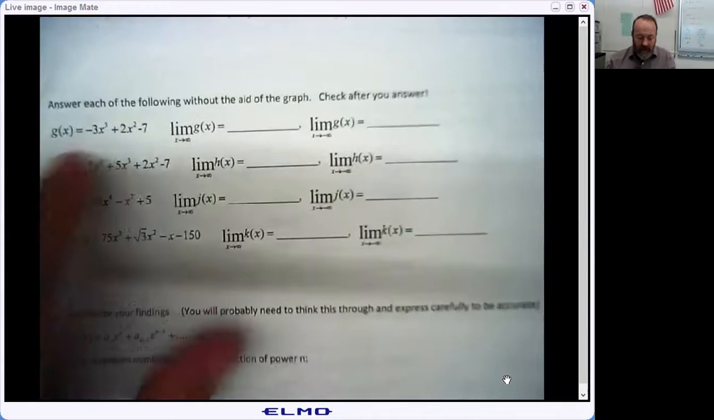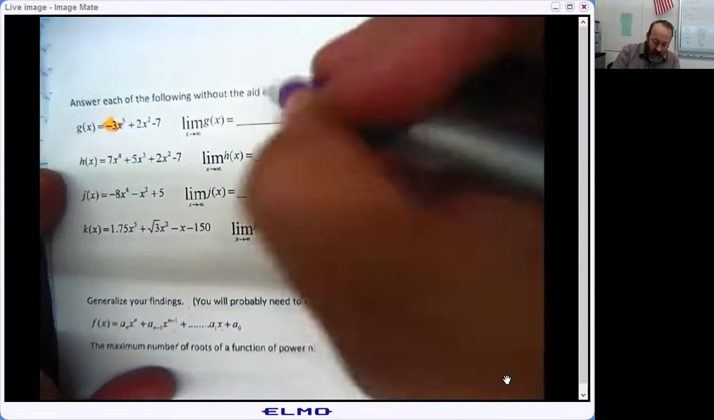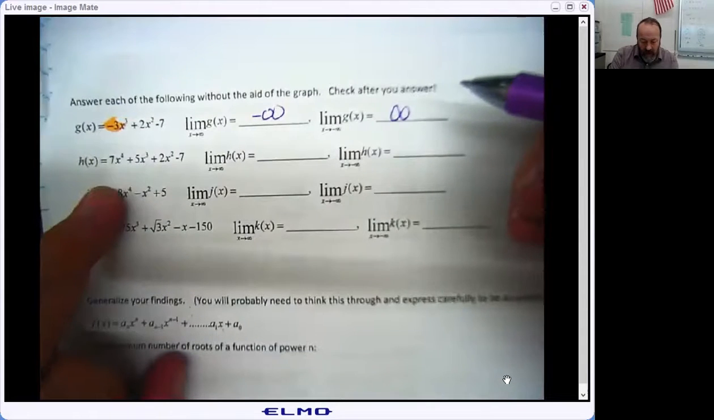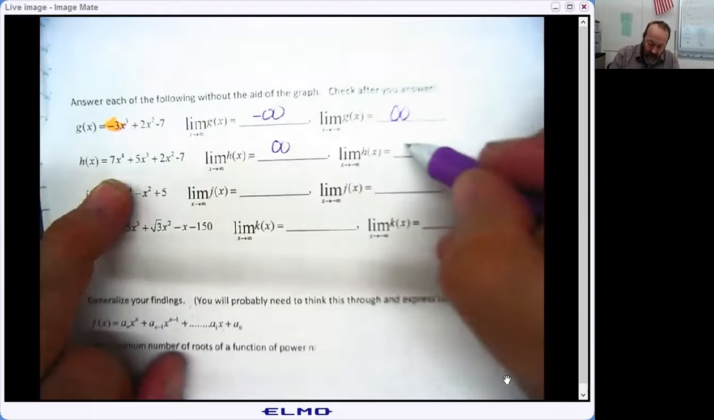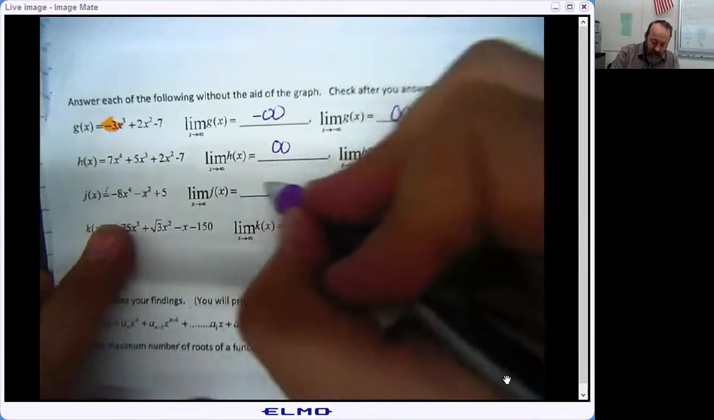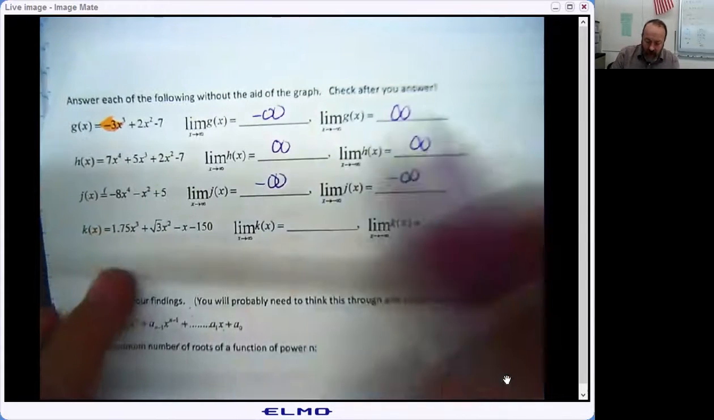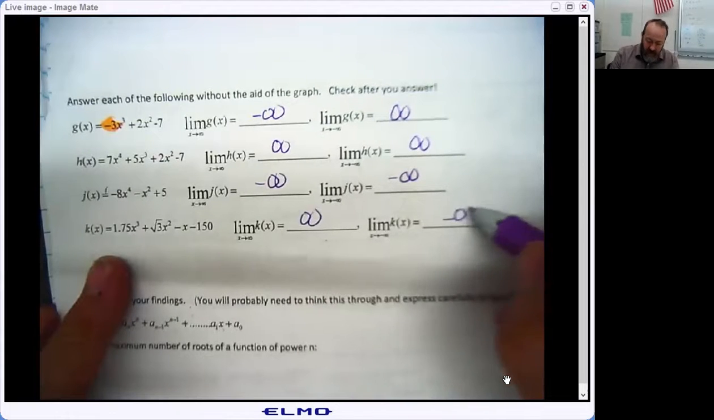Now, with that, let's go ahead and see if we can do some stuff without the aid of a calculator. I notice that the leading coefficient here is negative. That's going to tell me that it's going to end down. But it's odd, so it had to start up. This one, the leading coefficient is positive, so it's going to end to the right up, and it had to also start up because evens are always in agreement. Leading coefficient is negative, so it's going to be down to the right, and therefore down on the left because evens agree. Positive leading coefficient, so it's going to end to the right up, and odds always disagree.